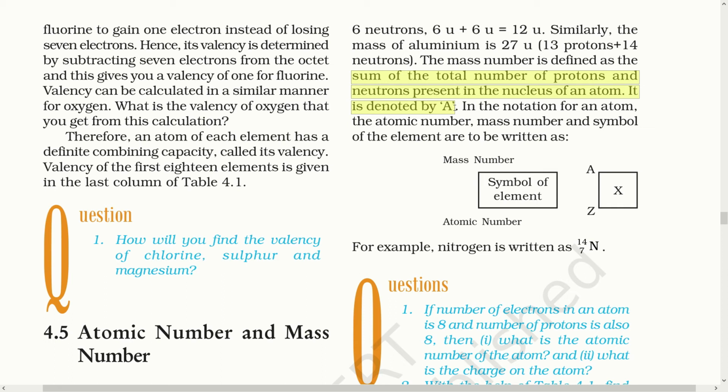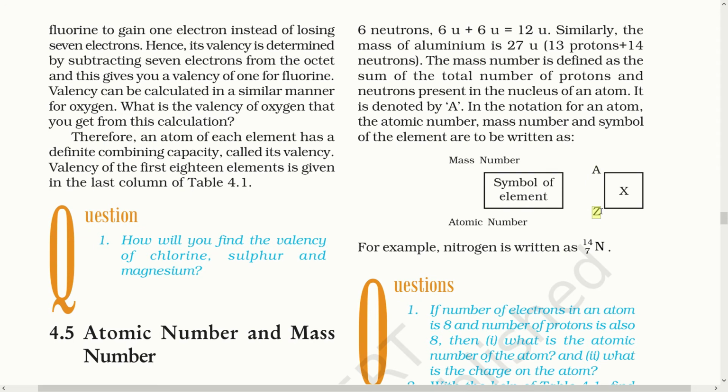In the notation of an atom, the atomic number, mass number and the symbol of the element are to be written as, for example, here the symbol of the element will be written, let's take for example X, the mass number will be written here and the atomic number will be written here. For nitrogen, you can write something like this, 14 is the mass number and 7 is the atomic number.